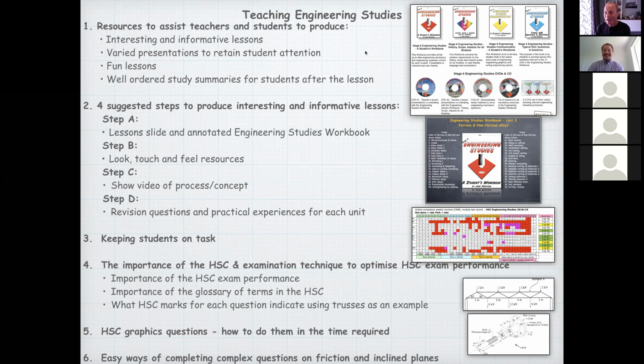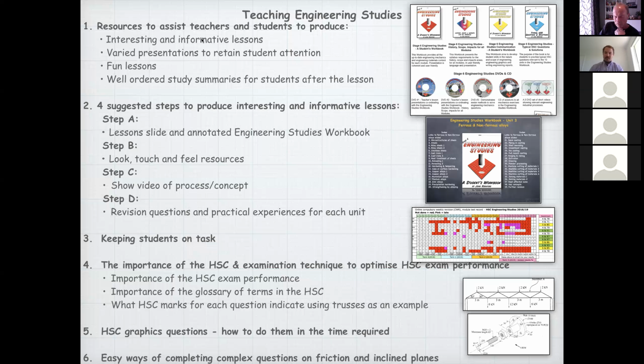Okay, yeah. Hi, welcome to this quick discussion on my experience with teaching engineering studies. This is on the screen now. This is what I hope to do in the next hour. First of all, I'll just go through the resources that I use in teaching engineering. A bit of background information.